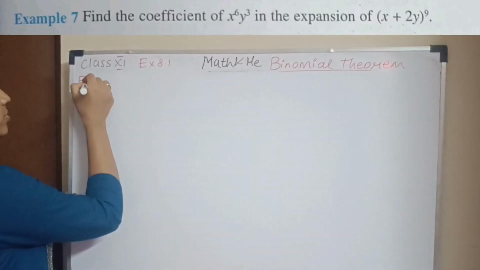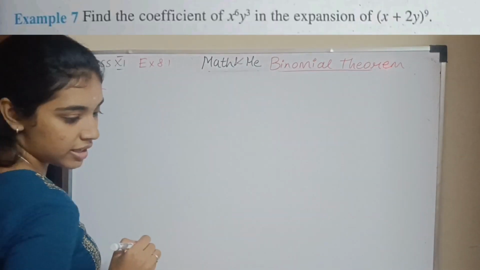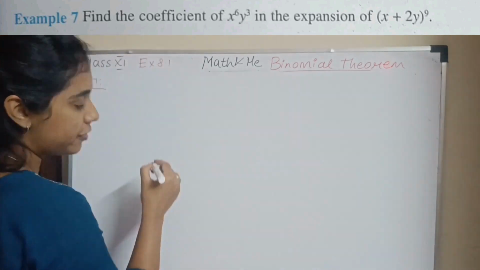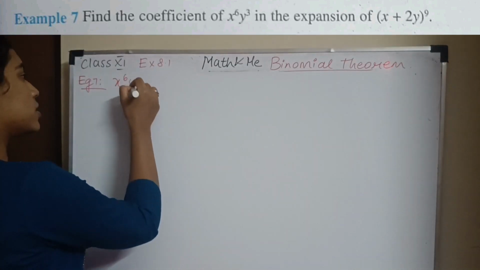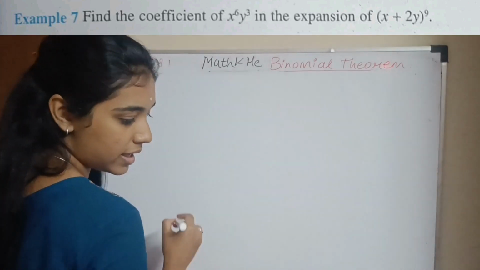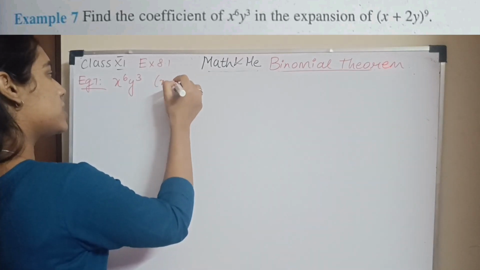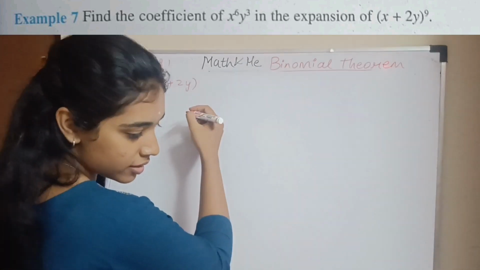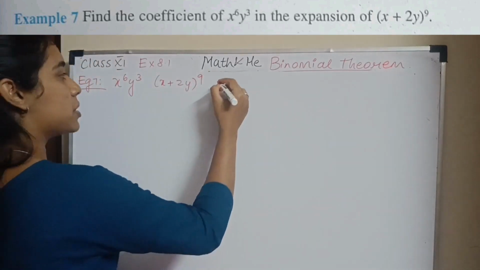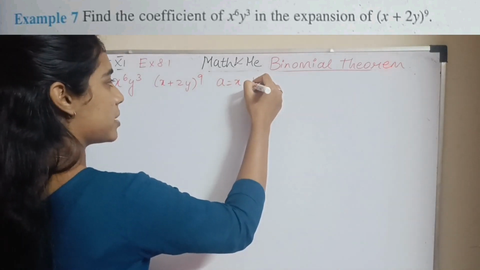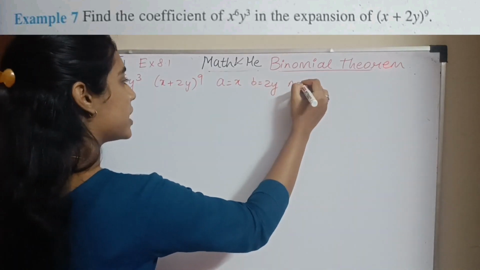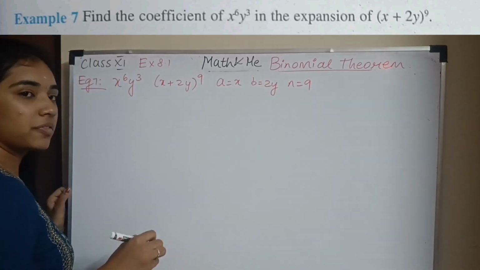Example 7. Find the coefficient of x to the 6, y to the power 3 in the expansion of x plus 2y to the power 9. So what is my a? It is x. What is my b? It is 2y. What is my n? It is 9.